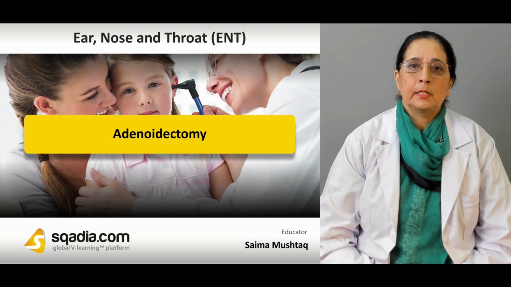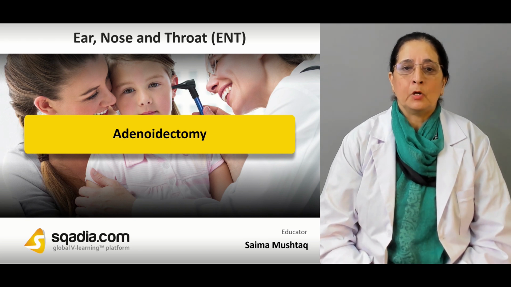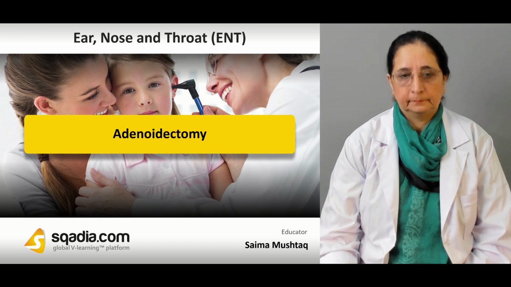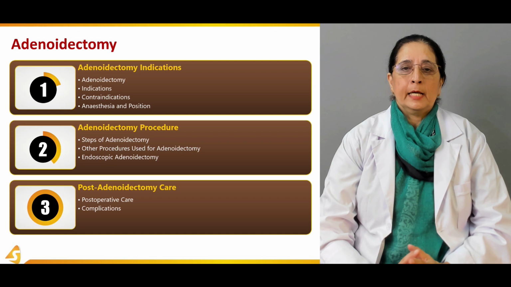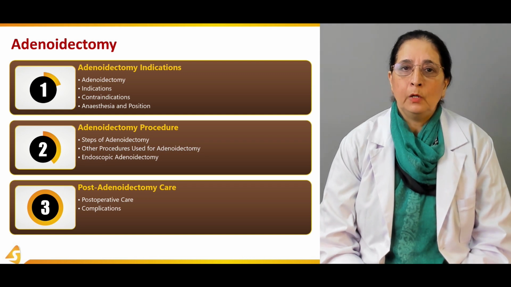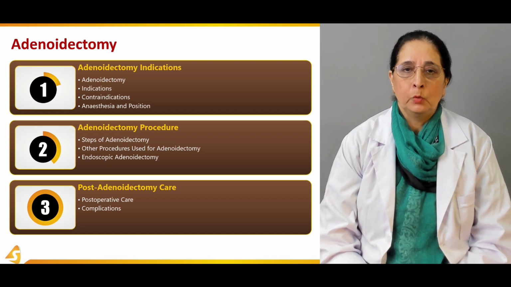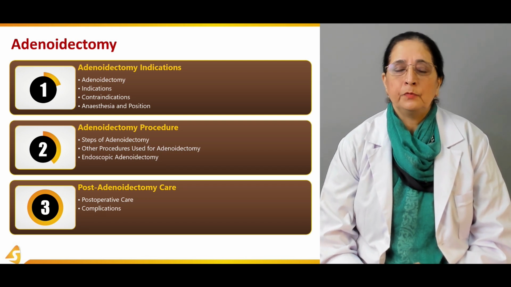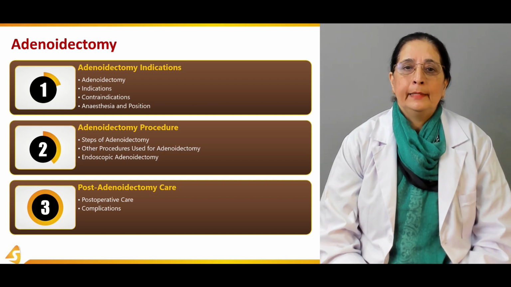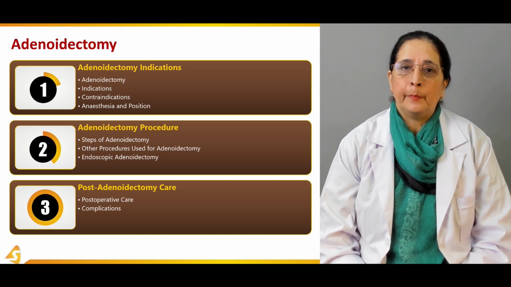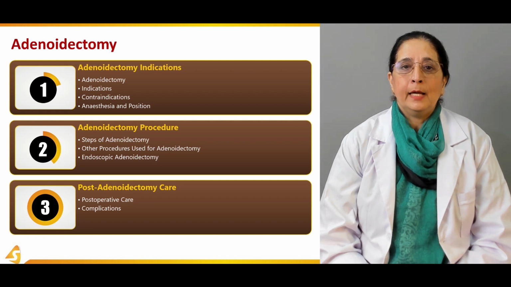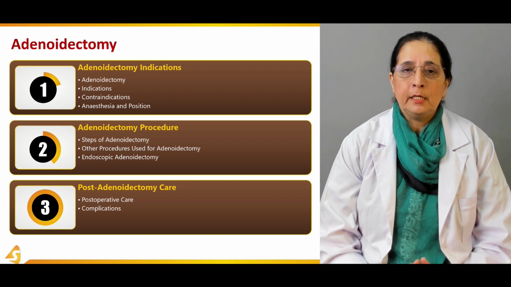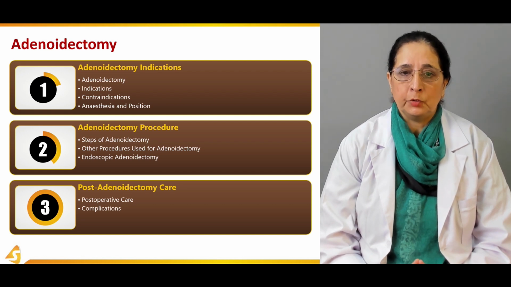My name is Dr. Saima Mushtaq and our today's topic of ENT is adenoidectomy. Adenoidectomy is the removal of the adenoid tissue. Ectomy is the removal, and adenoid is the term used for the lymphatic tissue that is present in the upper part of the neck behind the nasal cavity. So adenoidectomy is the removal of adenoid tissues.